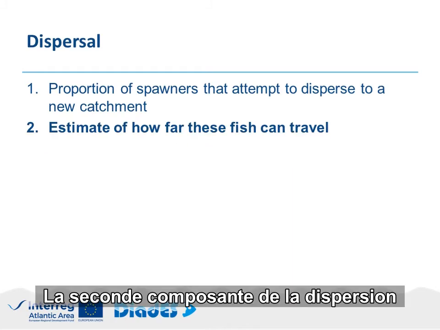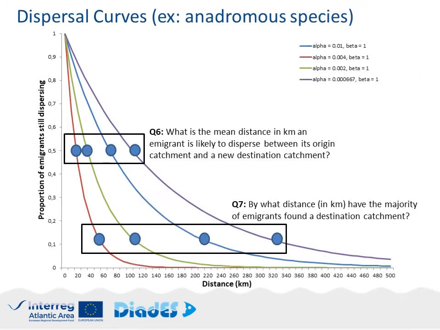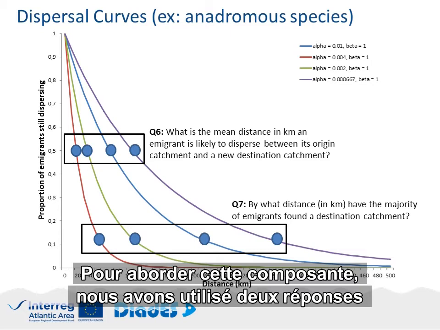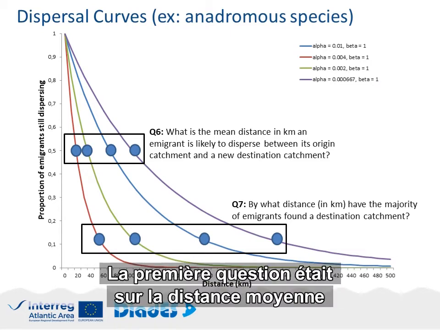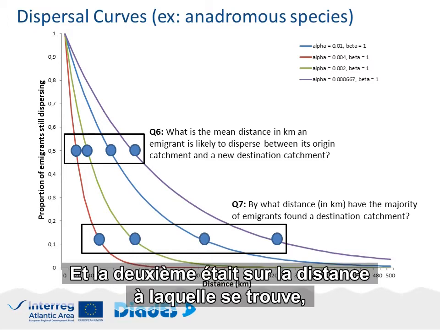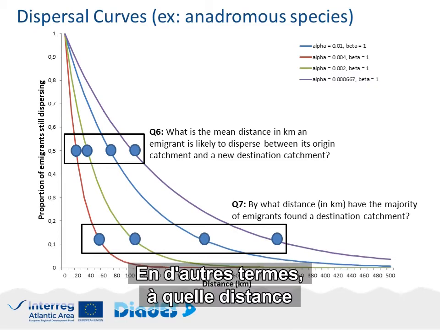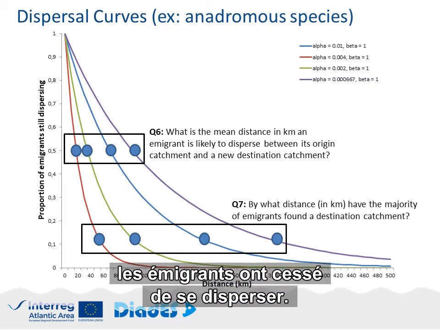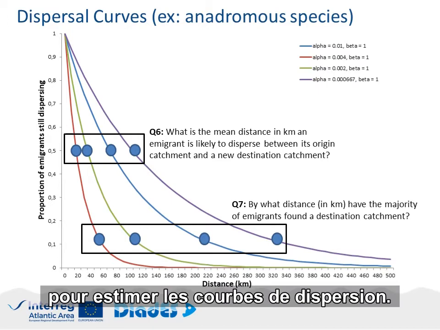The second component of dispersal was estimating how far these fish can travel. We addressed this using 2 of the questions from the diadromous fish survey. The first asked what is the mean distance that an emigrant is likely to disperse, and the second asked by what distance have the majority of emigrants found a destination catchment, or in other words, at what distance have emigrants stopped dispersing. And we used the answers from these 2 questions to estimate dispersal curves.